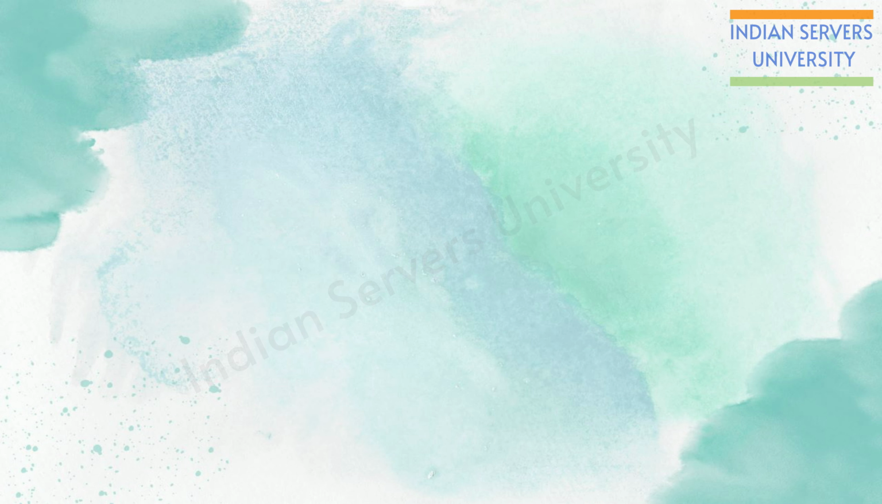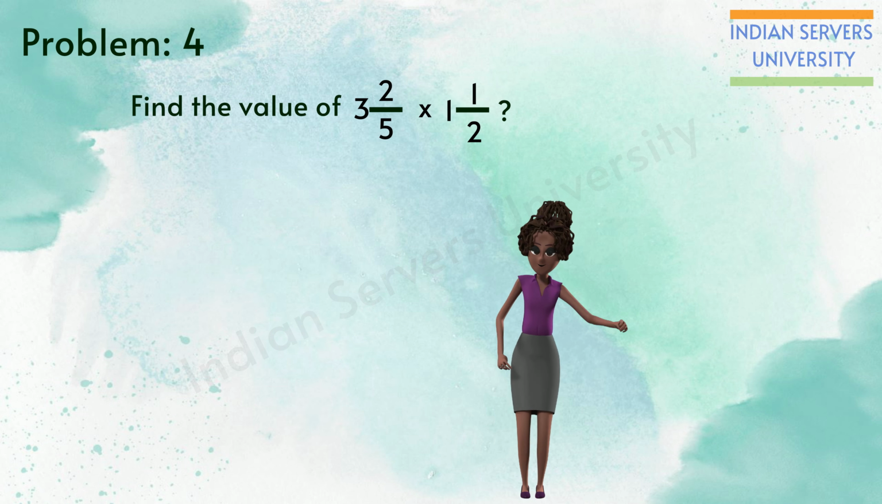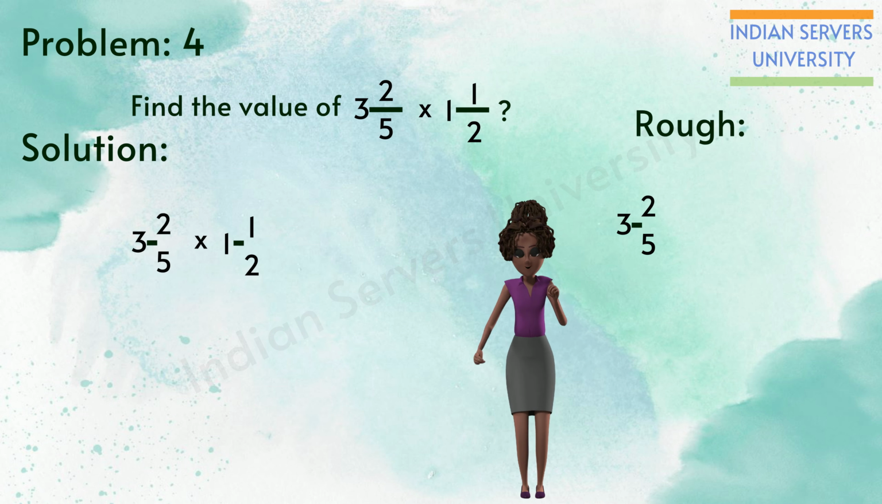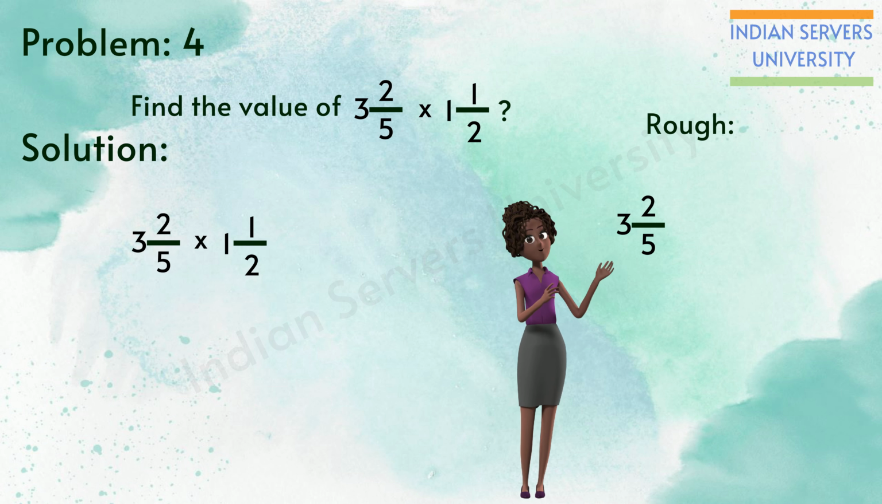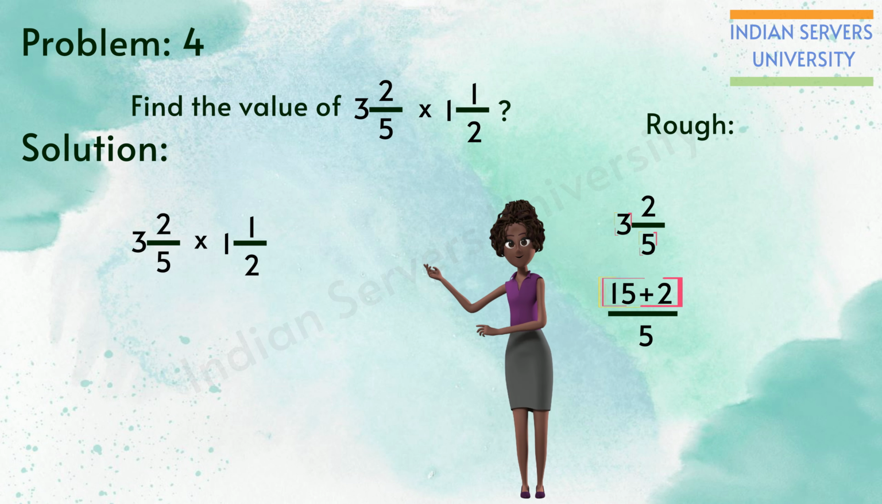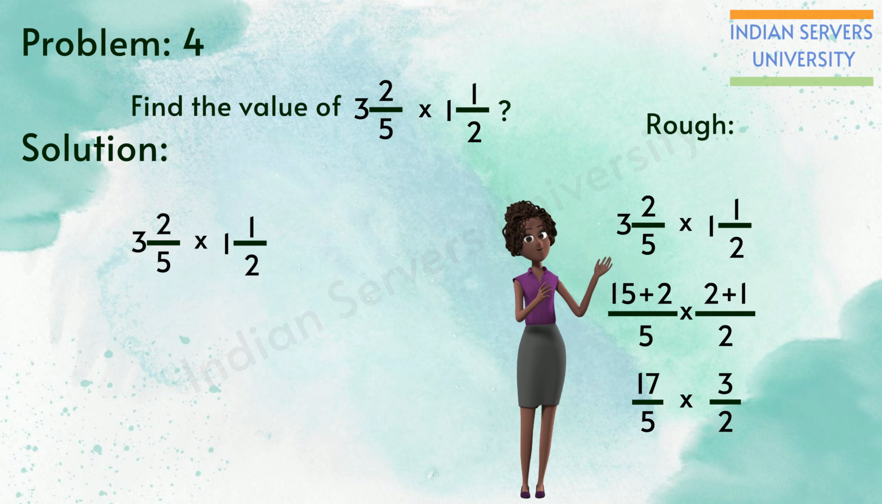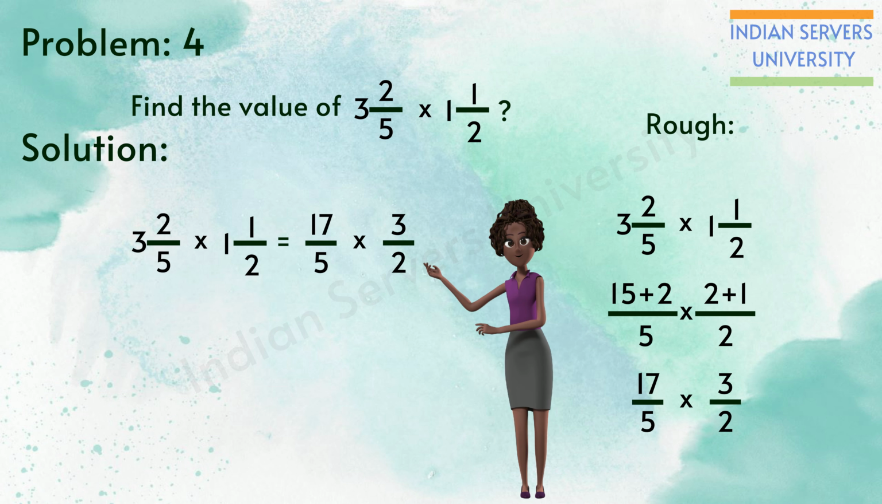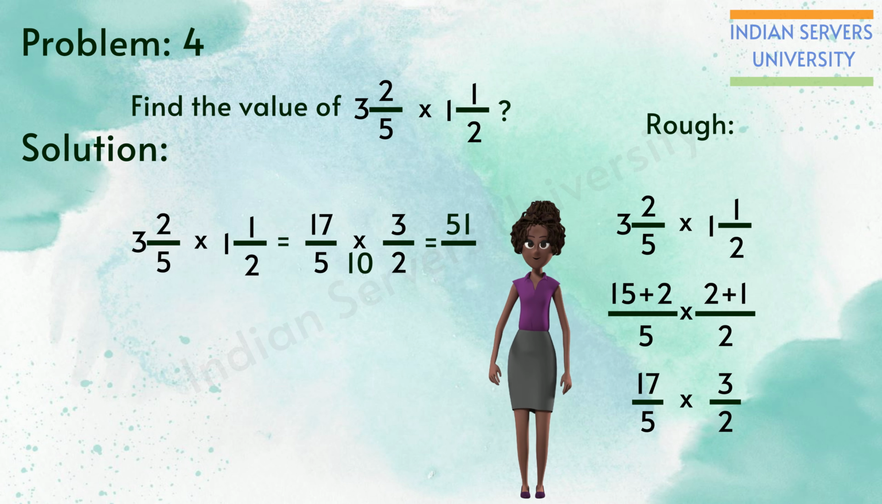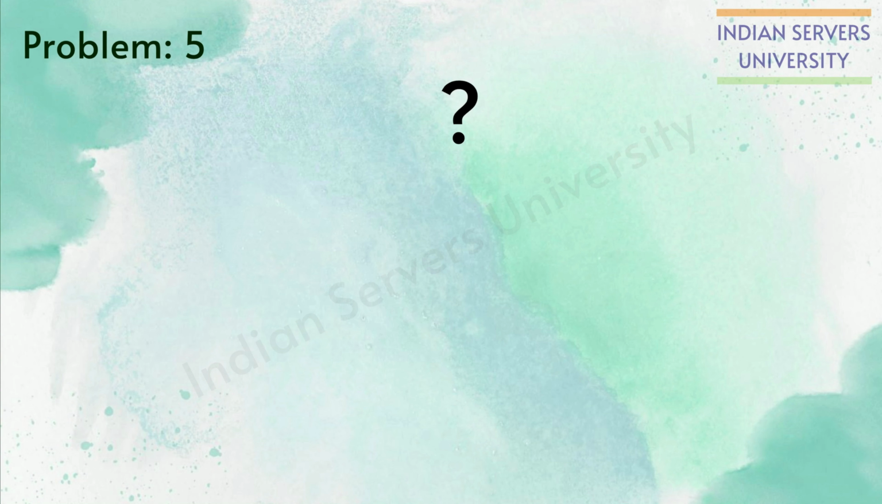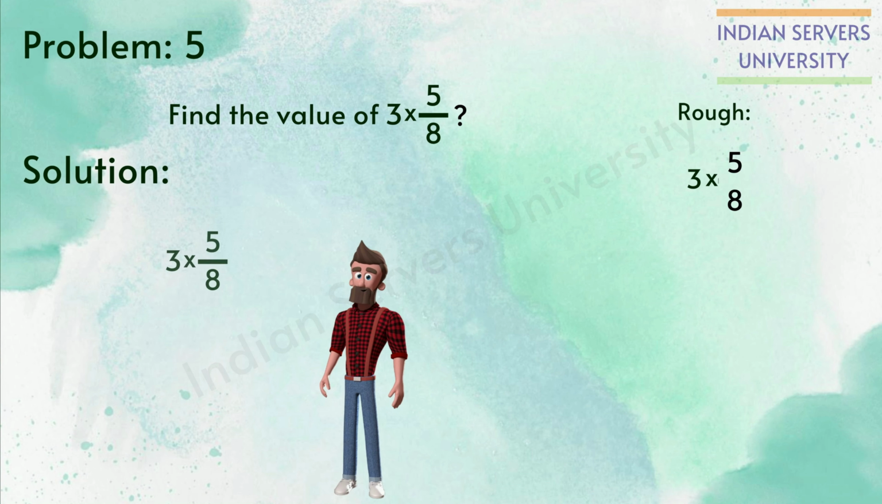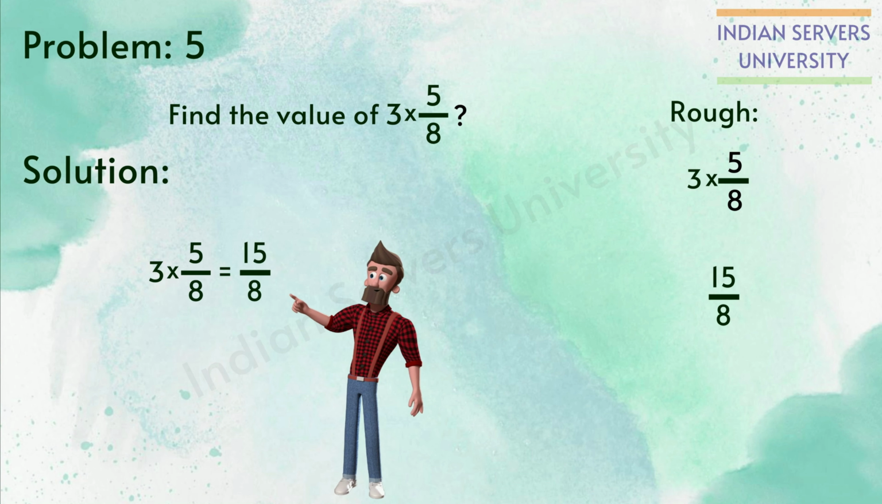Next problem, 3 and 2 by 5 into 1 and 1 by 2. 3 and 2 by 5 అంటే 5 into 3 15 plus 2. So 17 by 5 into 1 into 2 2 plus 1 3 by 2. So 17 by 5 into 3 by 2. So 17 into 3 51, 5 into 2 10. 3 into 5 by 8. So 3 into 5 15 by 8.